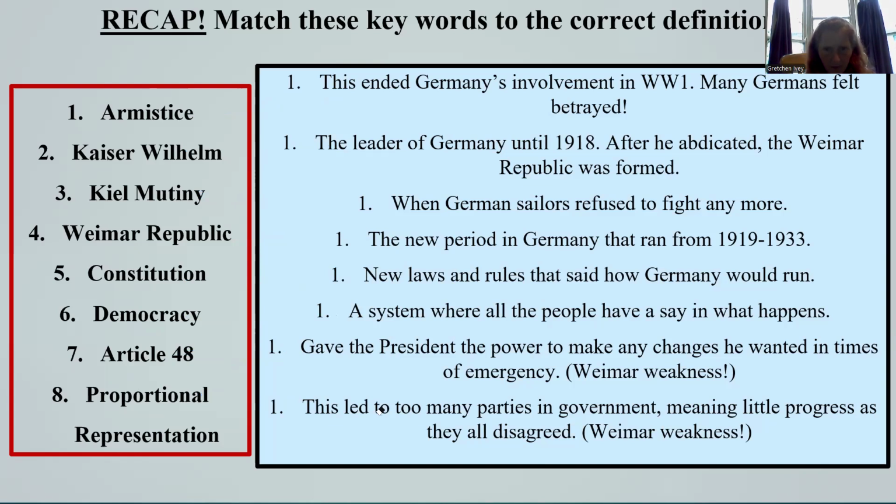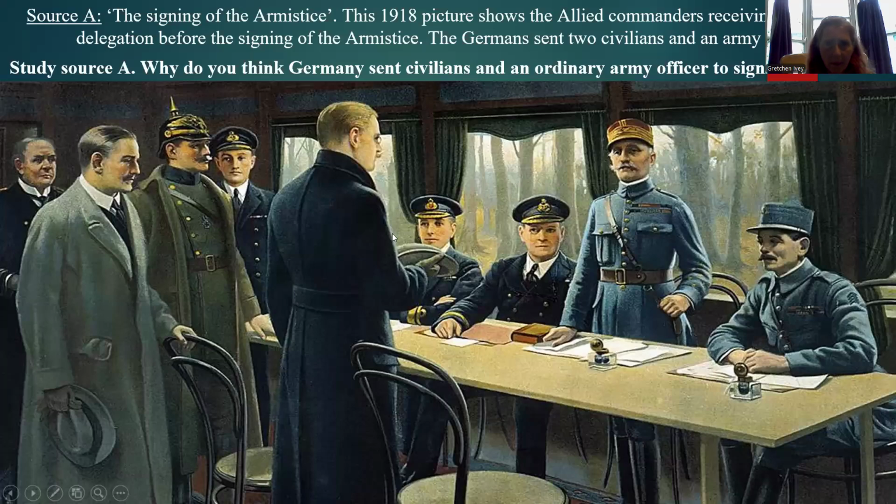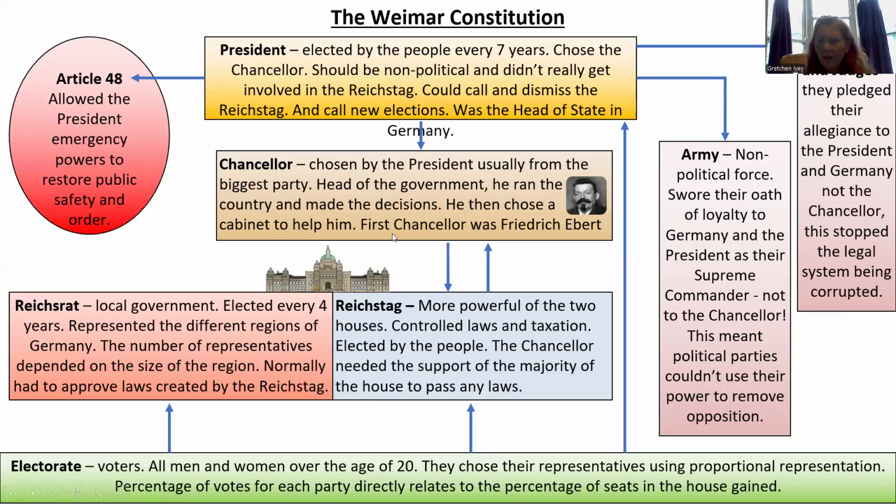All right, so I'm going to do that now. Here is the essence of the Weimar Constitution, how the government was set up. So you've got a president that's elected by the people every 7 years. They choose a chancellor, should be non-political, and didn't really get involved in the Reichstag. Could call and dismiss the Reichstag and call new elections, and was the head of state in Germany.